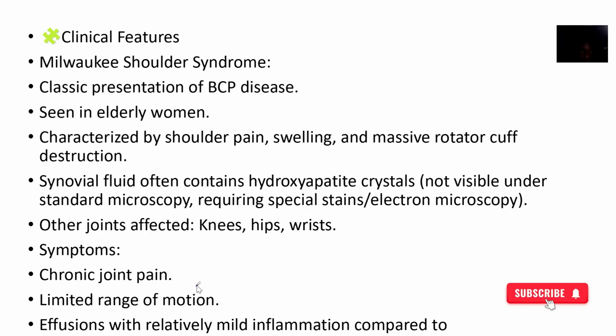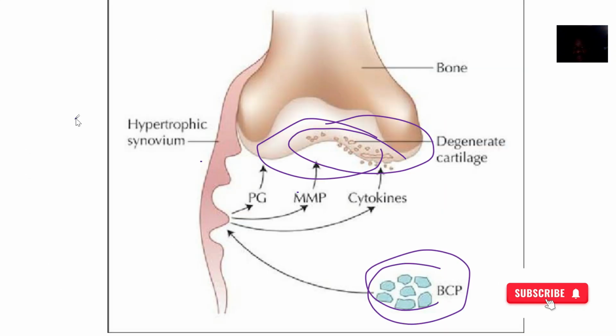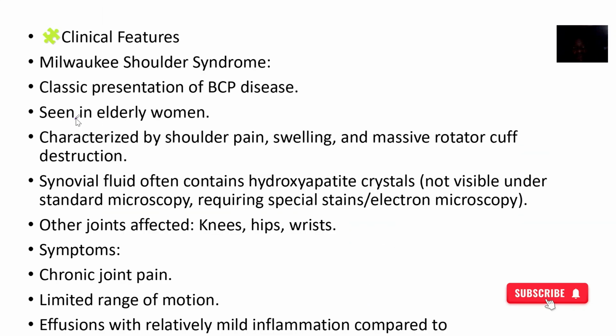Okay, so clinical features, you are having the Milwaukee shoulder syndrome. So it's a classic presentation of basic calcium phosphate deposition disease. Okay, usually seen in elderly women. It's characterized by shoulder pain, swelling, and massive rotator cuff destruction. So synovial fluid often contains hydroxyapatite crystals.